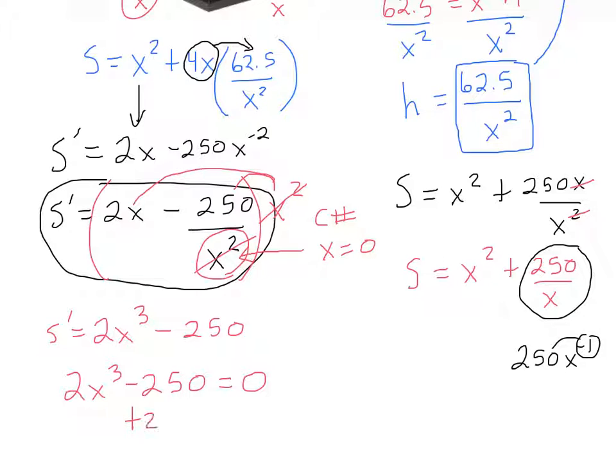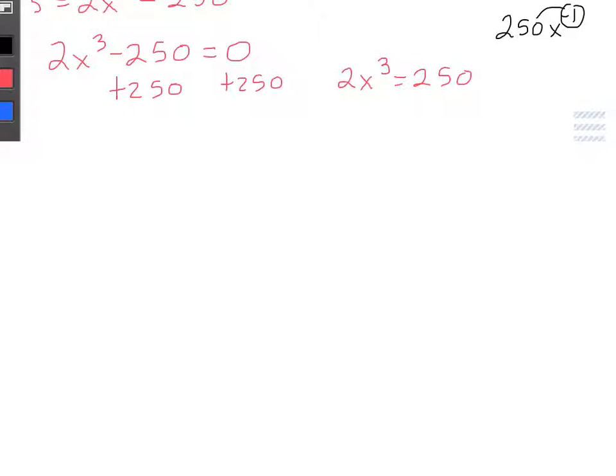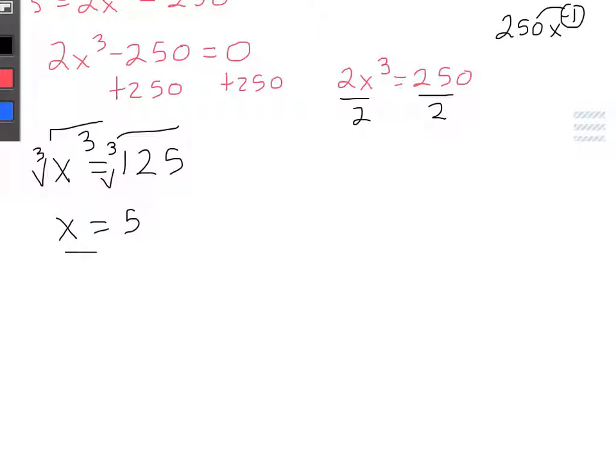So I'll add 250 on both sides, and I'm not guaranteed a max or min. There's a high likelihood of a max or min. And so I've got 2x cubed equals 250. And so to keep solving, I'm going to divide by 2 on both sides. And so I have x cubed equals 125. And then I'll take the cube root of both sides. You get x equals 5. And so I have two critical numbers, 5 and 0, right?